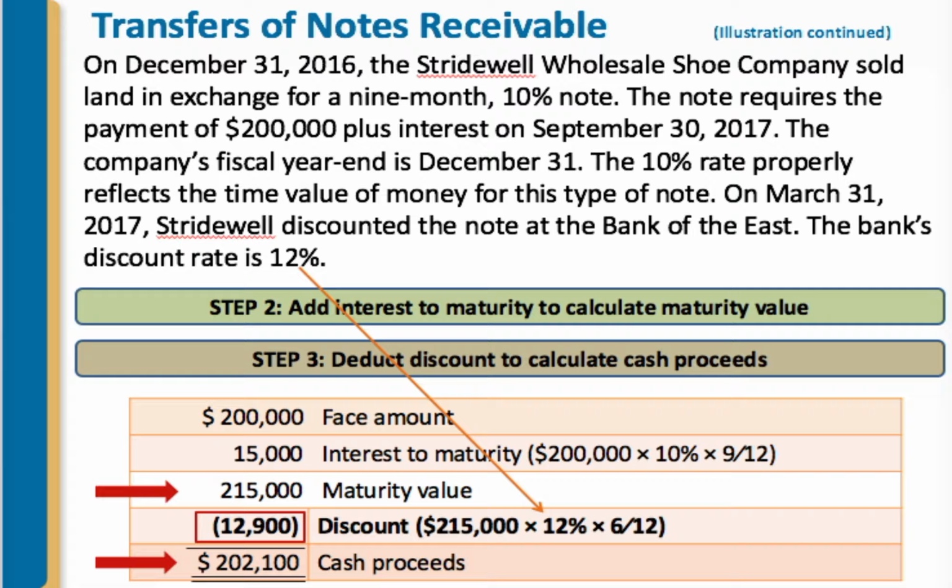The third step is to deduct the discount amount from the maturity value. The discount rate in this case is 12%. 12% of $215,000 for 6 months, from April to September, is thus calculated as $12,900. By deducting this discount amount of $12,900 from the maturity amount of $215,000, we determine the cash proceeds to be $202,100.